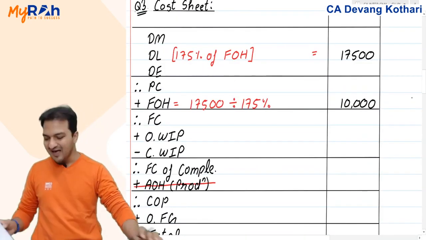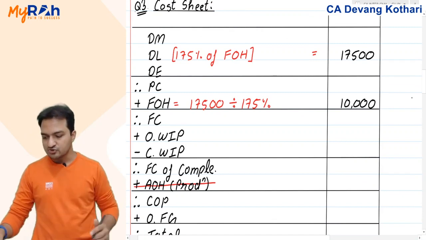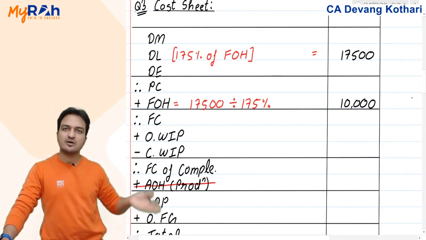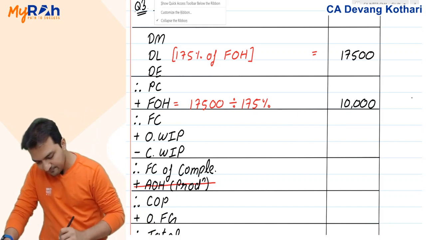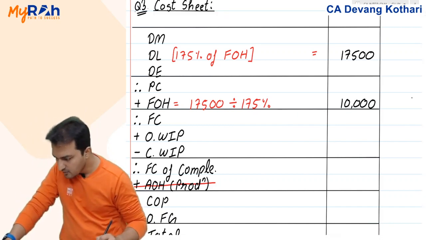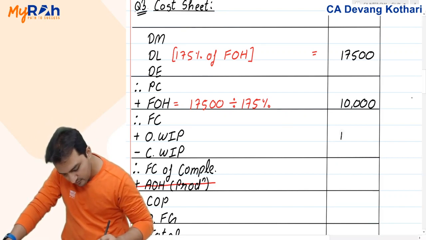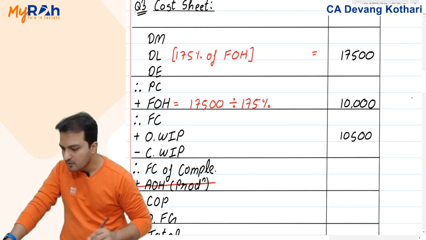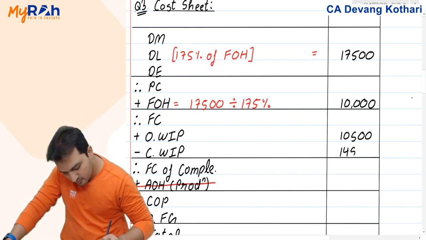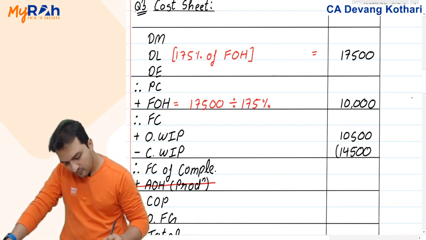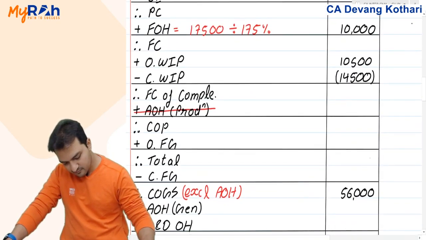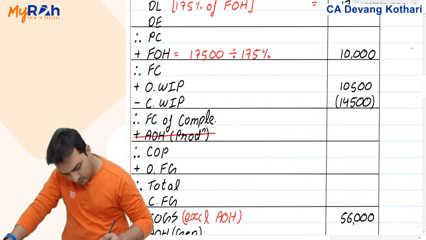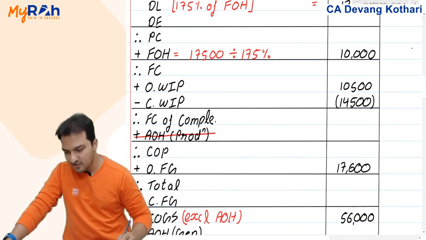So whatever things we have in the question, I'll just put them down. You are given stocks of raw material. Well, raw material stock does not appear in my cost sheet format here. Okay, I'll keep that pending. But you are given WIP stock. I'll put that here. WIP opening is given 10,500. WIP closing is given 14,500. Even finished goods stock you are given. Opening FG is given 17,600 and closing FG is given 19,000.